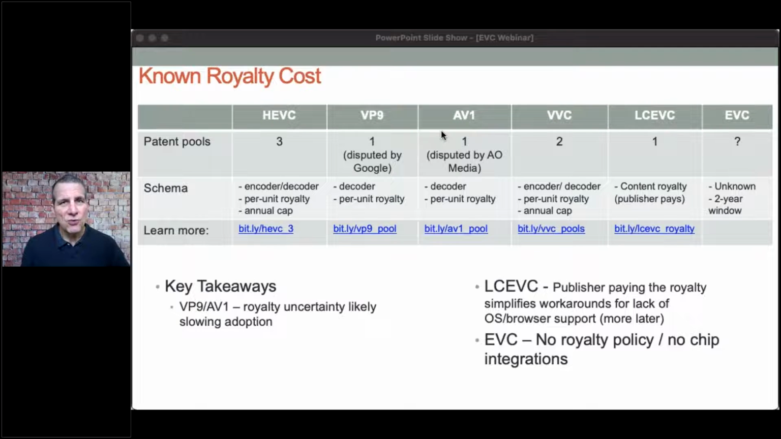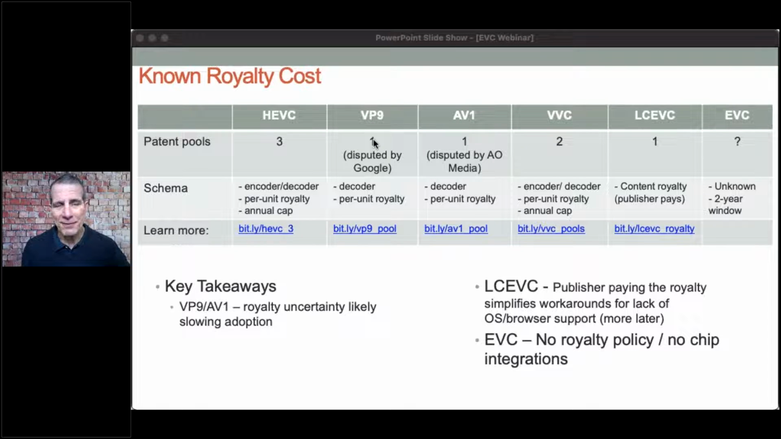Now let's look at the known royalty costs, and obviously knowing what the cost is going to be is almost as important as what that cost is. With HEVC, I think we're in a good place. Nobody liked the pool structure, but as we'll look at in a moment, it really didn't hurt implementation, at least on the device and smart TV side. I think it did hurt publishing usage, but HEVC is everywhere that premium content plays.